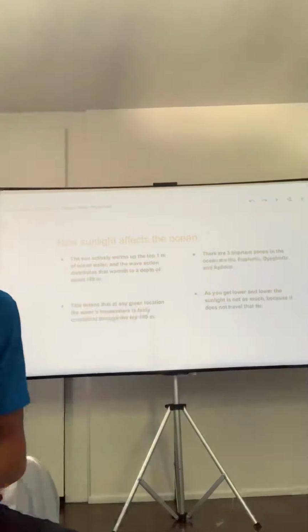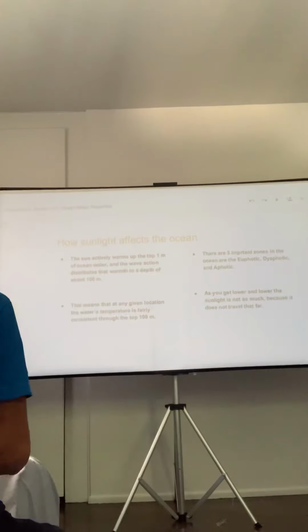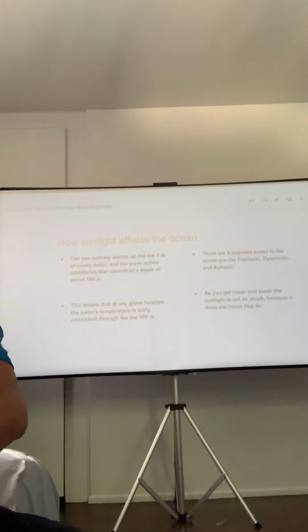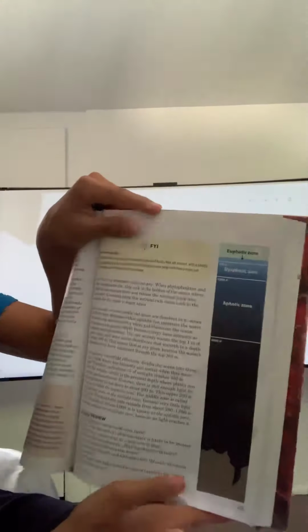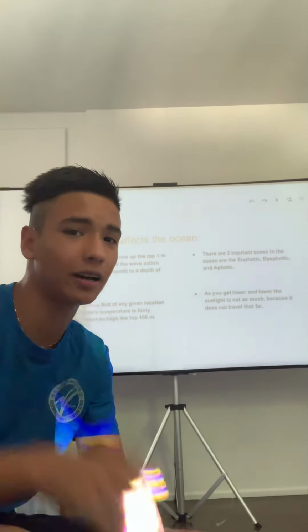Let me show you guys a picture of what that looks like. Inside the book, it has a picture of the different zones. As you see here, the first layer is the euphotic zone. Second layer, the dysphotic zone. Third layer, the aphotic zone, and then it just goes deeper and deeper until you hit the bottom. And as you get lower and lower, there is not as much sunlight because it does not travel that far. That's what I said earlier about how the light rays cannot reach the bottom.